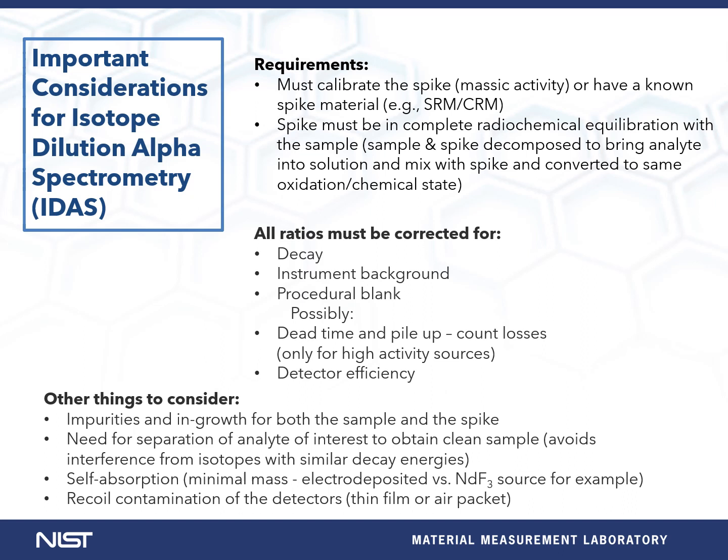Several other things to consider for optimization of the ratio measurements include assessing the impurities and ingrowth for both the sample and the spike, and separating out the element of interest to obtain a clean sample. This helps avoid interferences from other isotopes with similar decay energies. Also, minimize the sample mass to avoid self-absorption of the alpha particles. For example, an electrodeposited source is typically the preferred method over a neodymium fluoride source preparation as the sample mass is smaller. And finally, use a thin film or air packet to avoid recoil contamination of the detectors.